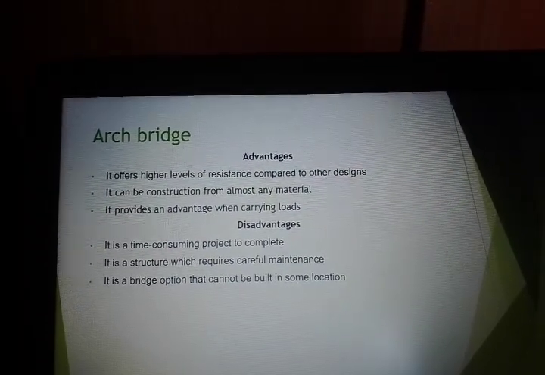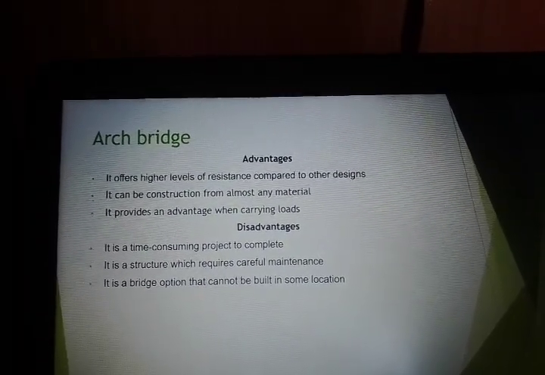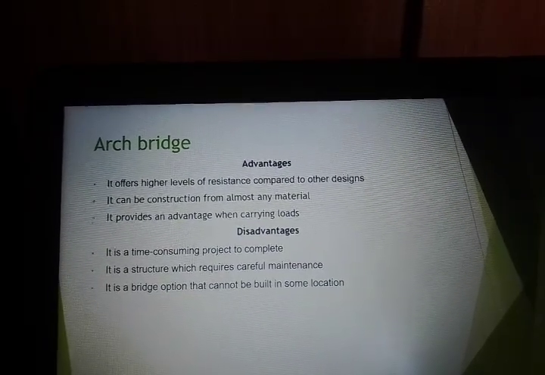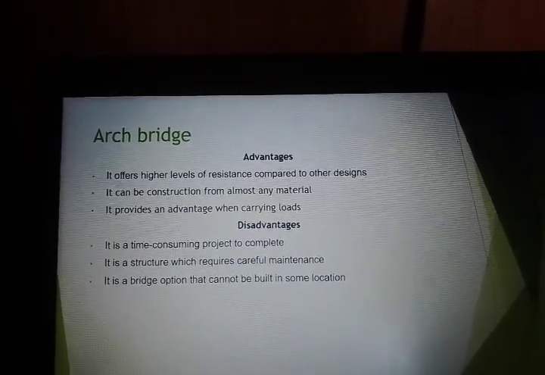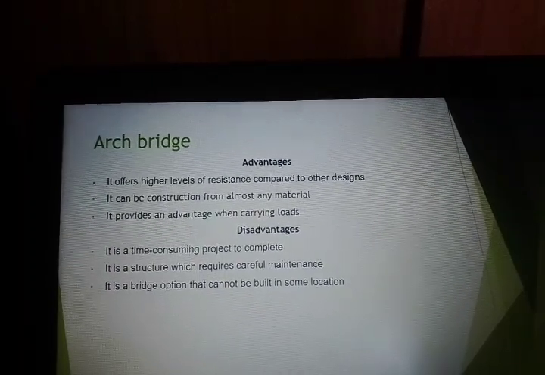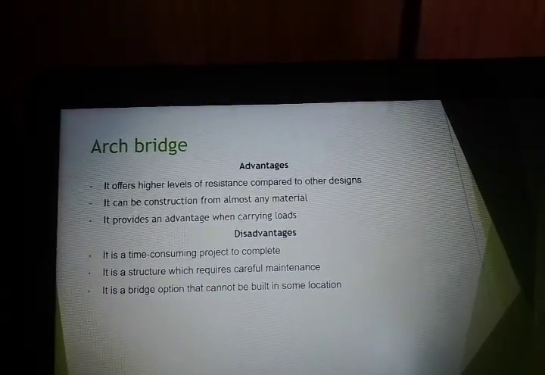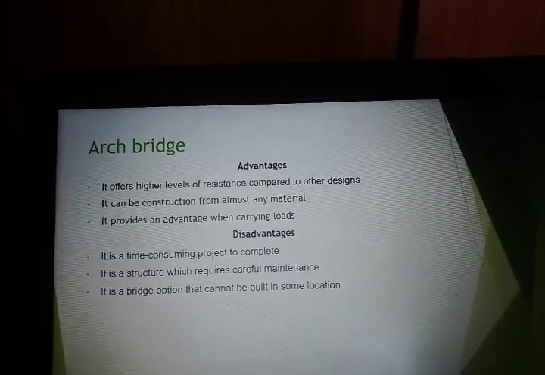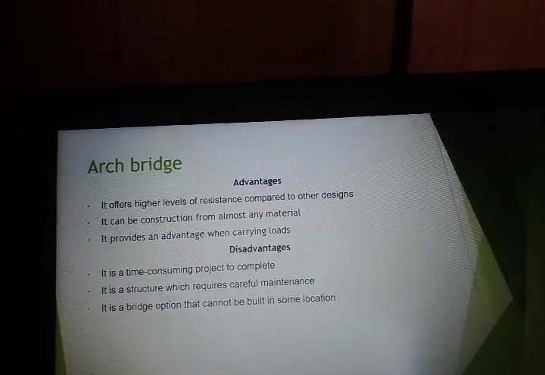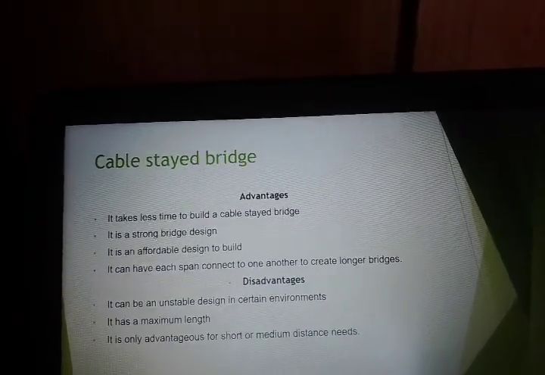Let's look at the anchor bridge. The anchor bridge has its own advantages and disadvantages. Its advantage is this: it's able to carry large loads. But the disadvantage is this: when building this project, it's time consuming. That means it takes a lot of time to build this bridge.